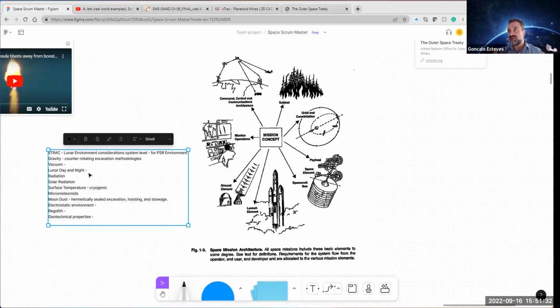Solar radiation, that one is obviously important. That includes solar flares. Surface temperature, because of the overall cryogenic conditions, is definitely too cold in there. Then all the micrometeorites that the moon has been subject to and continues to be subject to. The moon dust, obviously, and we've got already some examples: hermetically sealed, excavation and hoisting and stowage.